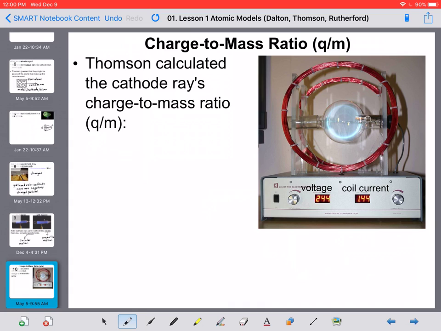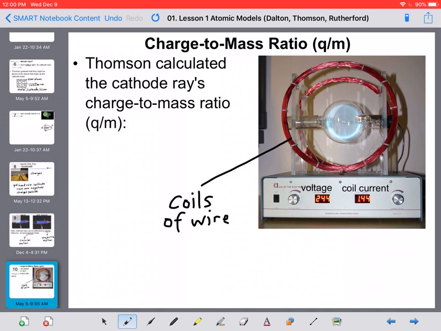Okay, another thing that Thomson did when he was trying to figure out what a cathode ray actually is, he calculated the charge to mass ratio of cathode rays. And the way he did that was with this apparatus here. So this apparatus has coils in it, okay? So this is coils of wire.